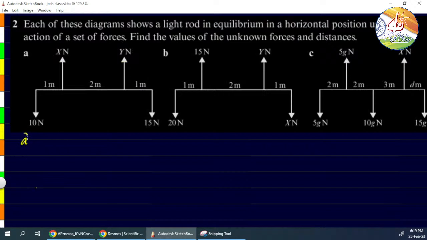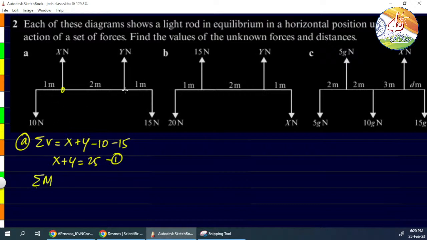Again we have to start with sigma vertical, taking all vertical forces. So x is acting upwards, plus y is acting upwards, minus 10 because downwards, minus 15 again downwards. So x plus y becomes 25. This is equation 1.